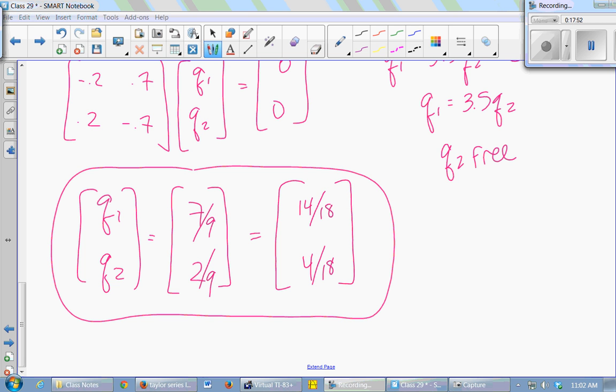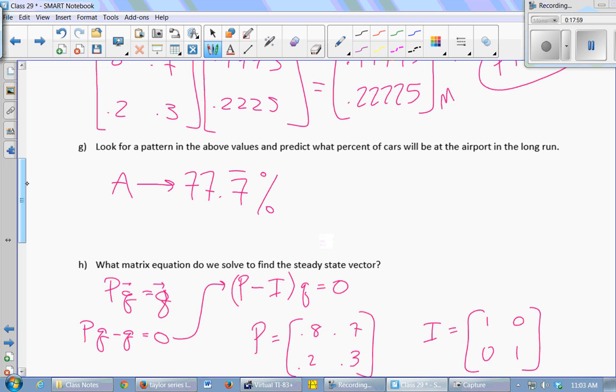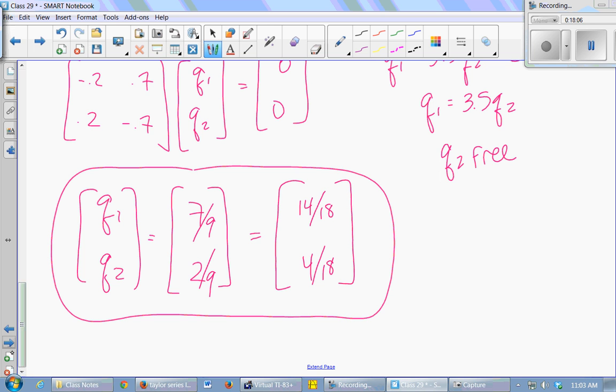Bring it back to our conjecture. 7/9 and 2/9. Does that agree with our conjecture of 77.7% repeating? Yeah, that's 7/9. So this says that in the long run, you're going to have 77.7% of the cars at the airport, the remaining cars on Main Street, if this rule continues indefinitely.